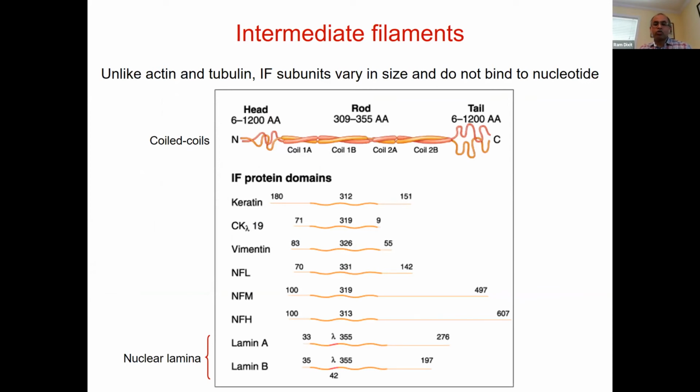Next, intermediate filaments. I'll go through this a little bit quickly. I want to emphasize more of the differences. Unlike actin and tubulin, the subunits that make up intermediate filaments vary considerably in size. You can see that the neurofilaments, the different types here, are very large in terms of protein size compared to lamins, or even vimentin for that matter. Also, intermediate filament subunits do not bind to nucleotides. Actin binds to ATP, tubulin binds to GTP, but intermediate filament subunits don't have nucleotide binding.